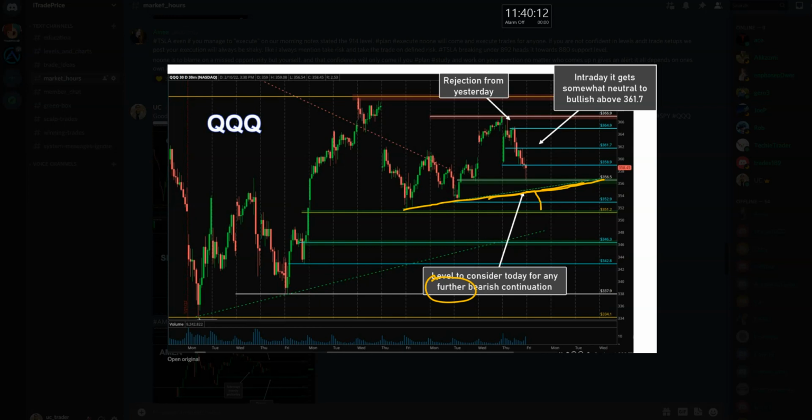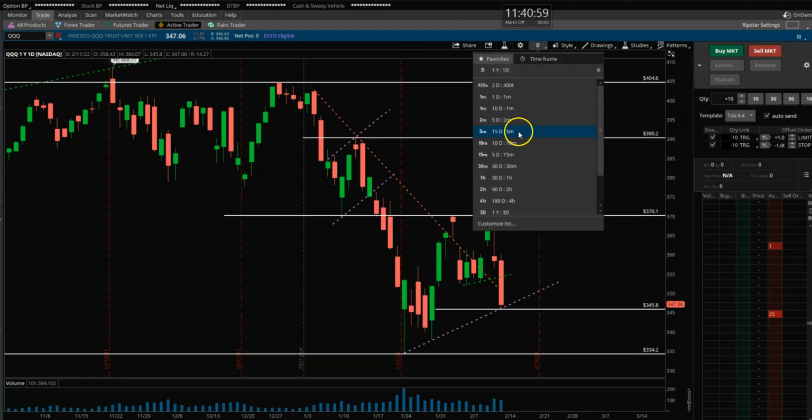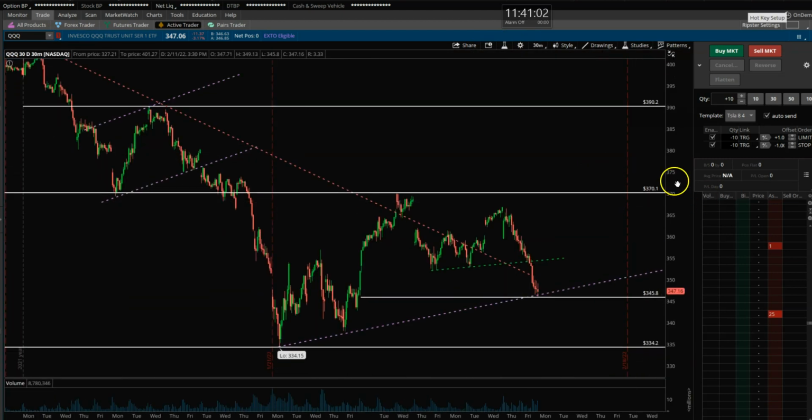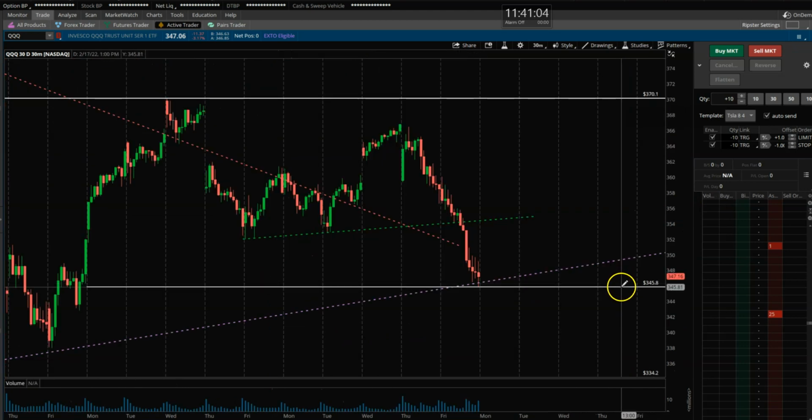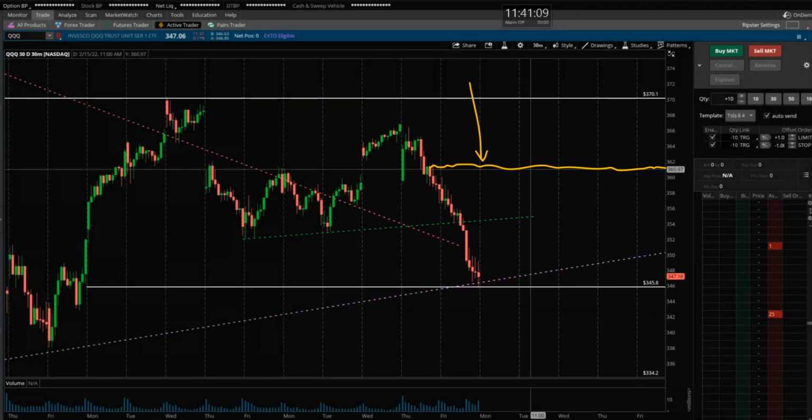Intraday, if it gets above 361.7, right? That was the level to get somewhat neutral to slightly bullish. Okay, now let's go see what actually happened in the QQQ. I'll pull the 30-minute chart. Okay, this is zoomed in, right? So we opened up right here, 358, 359, whatever, and 361 was somewhere around here, right? 361.7. So that's the only level we would have considered to get neutral to somewhat bullish for an intraday move.